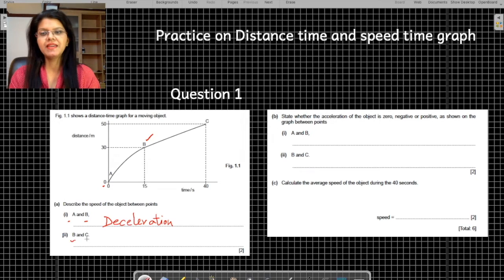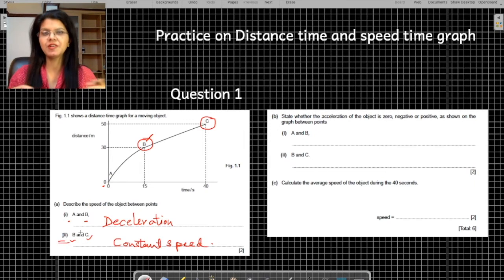Between the points B and C. If you talk about point B and C, what kind of a graph do you see between point B and C? It is a straight line. It is a perfectly straight line. And we understand when it is a straight line on a distance time graph, a straight line has a constant gradient throughout. So this is your constant speed. Other answers which you can possibly give here is zero acceleration.